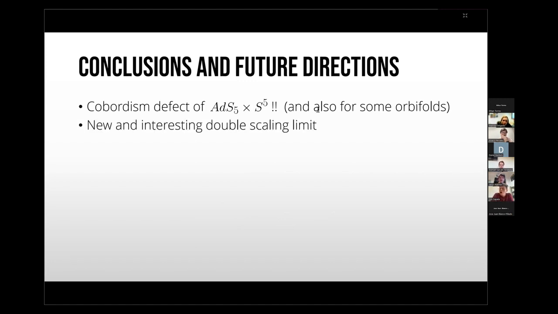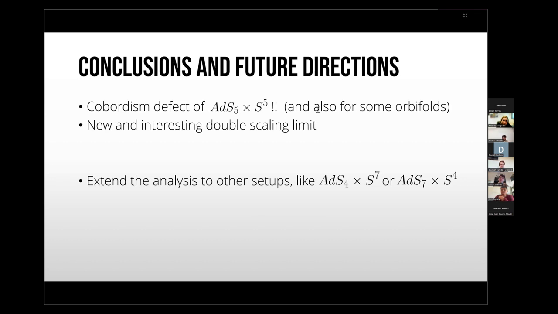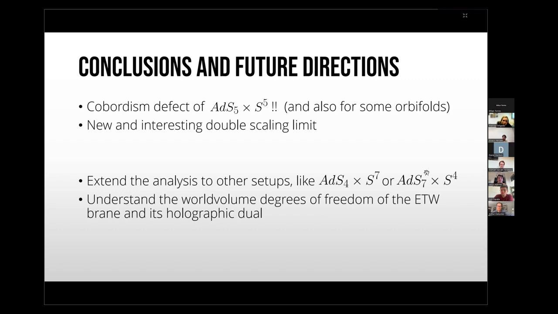We have discovered a new and interesting double scaling limit in our theory, where we recover the properties of the end of the world brane. A future direction is, for example, to extend the analysis to other setups like those, and understand the worldvolume degrees of freedom of the end of the world brane and its holographic dual. This can be done using, for example, the double scaling limit, but it is also interesting how the boundary relates to the bulk, how they talk to each other, and what constraints they impose on each other.